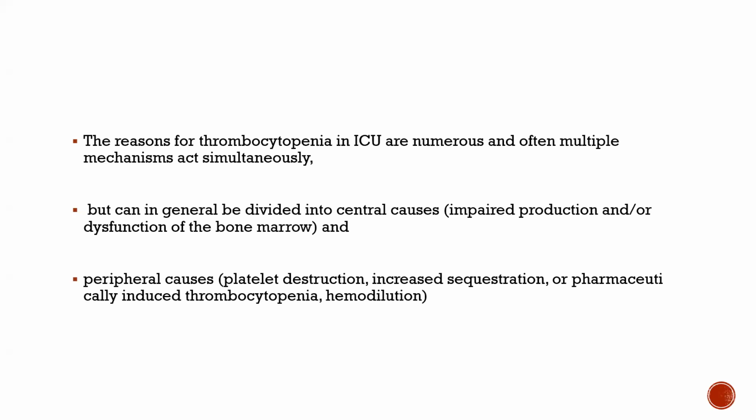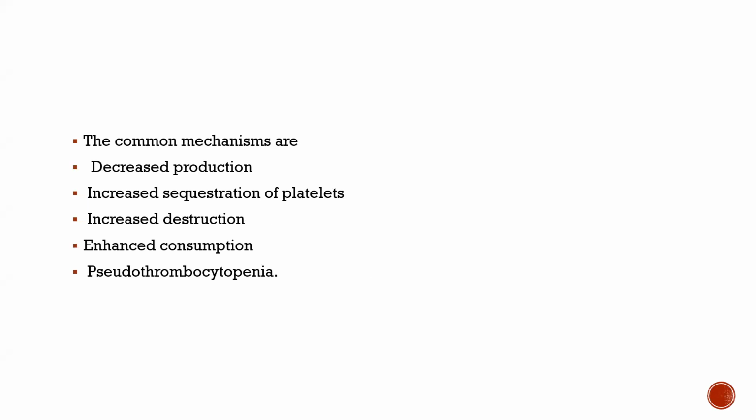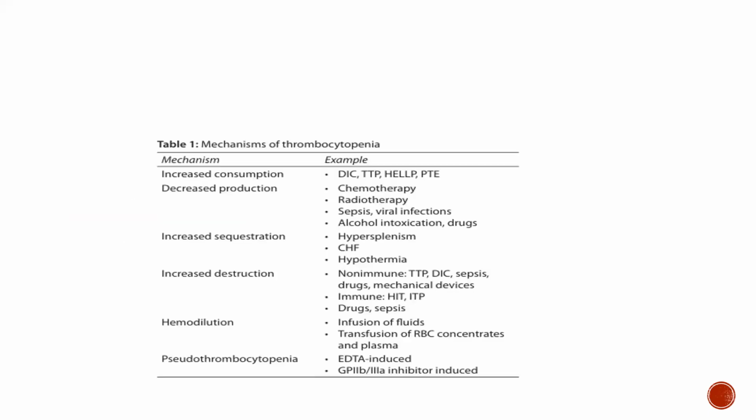The reasons for thrombocytopenia in ICU are numerous and often multiple mechanisms act simultaneously, but can in general be divided into central cause, like impaired production or dysfunction of bone marrow, and peripheral cause like platelet destruction, increased sequestration, then pharmaceutically induced thrombocytopenia and hemorrhage. So common mechanisms are decreased production, increased sequestration of platelet, increased destruction, then enhanced consumption and pseudothrombocytopenia.